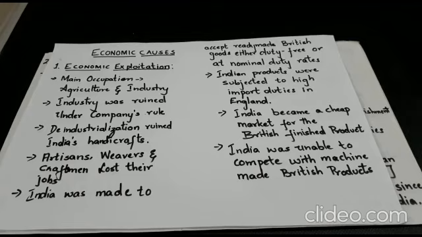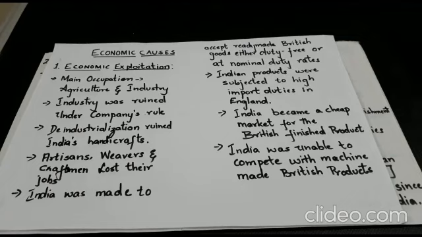Deindustrialization ruined India's handicrafts, and a large number of weavers and craftsmen became jobless. India was made to accept ready-made British goods either duty-free or at nominal duty rates. Indian products were subjected to high import duties in England. And so, India became a cheap market for the British finished products. India was unable to compete with machine-made British products.